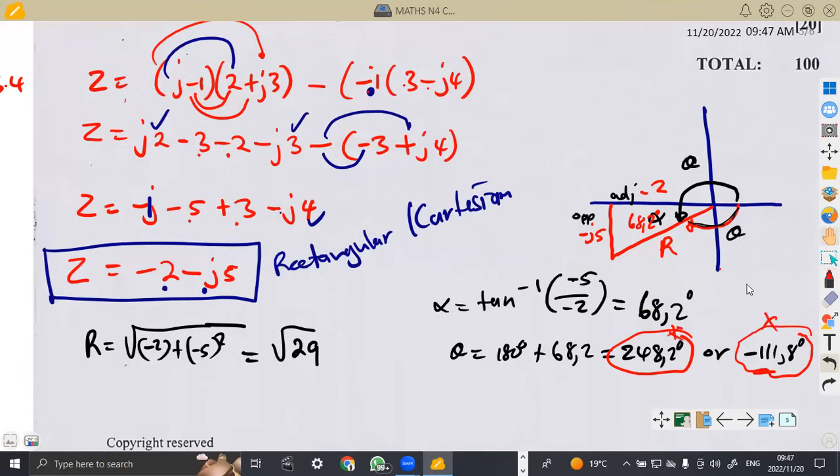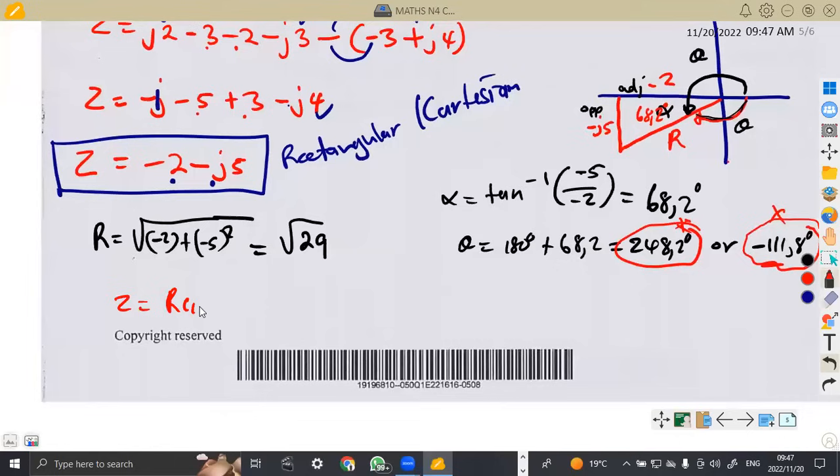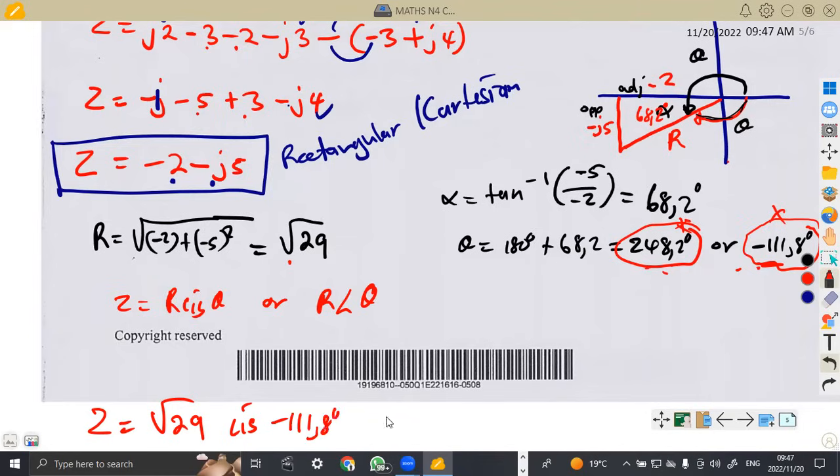Remember that in polar form, your answer is supposed to be written as R cis theta. So Z is going to be R cis theta, or it can be R angle of theta. So our Z was going to be R, which is square root of 29 cis theta. The theta now, you choose between these two, -111.8 or this one. Still, it's one and the same thing. Or you can write it as square root of 29 angle of theta, which is 248.2. So you can use this angle or you can use cis. It's one and the same thing in polar form.